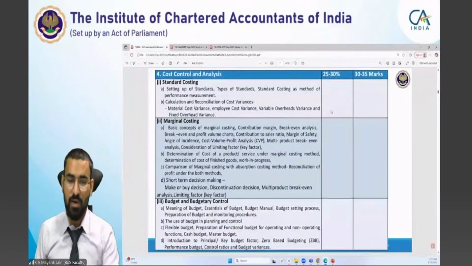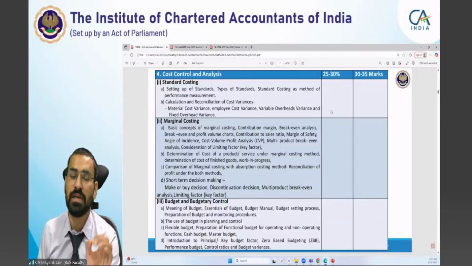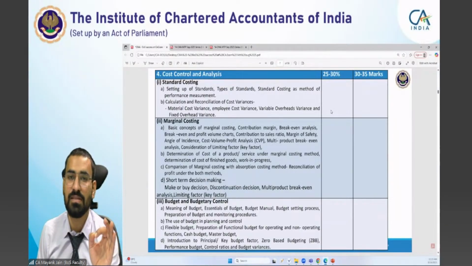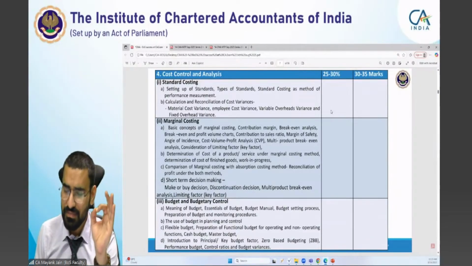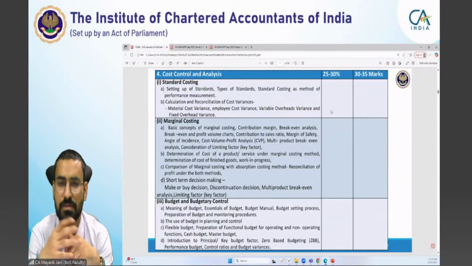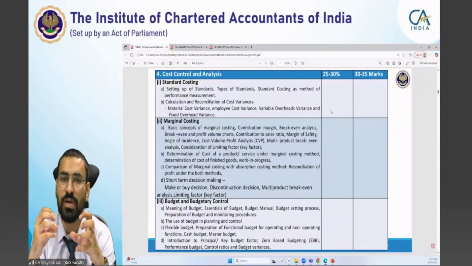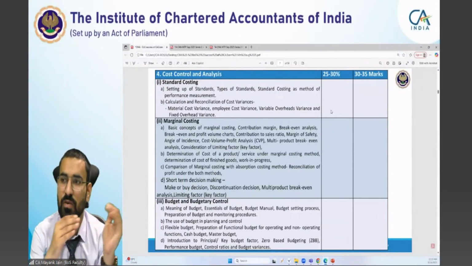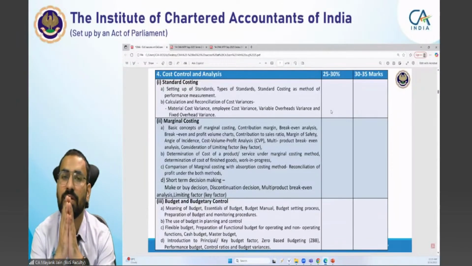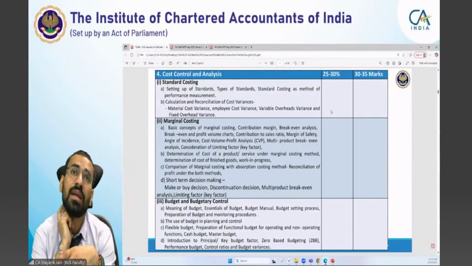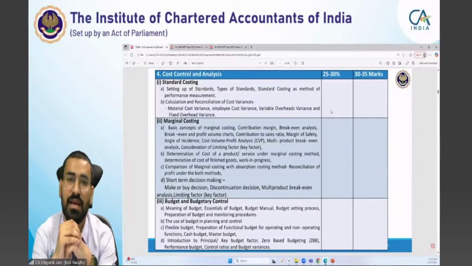Next is cost control and analysis, basically the management accounting. This is one of the most important chapters from the practical point of view as well as from real-life experience, or real-life application, I can say. Whenever you are doing an analysis, you need past year data, you will forecast the future data, you will analyze both the data, and you will calculate the variances between your actual data and your forecast. In this way, you are able to make some decisions, like in marginal costing.